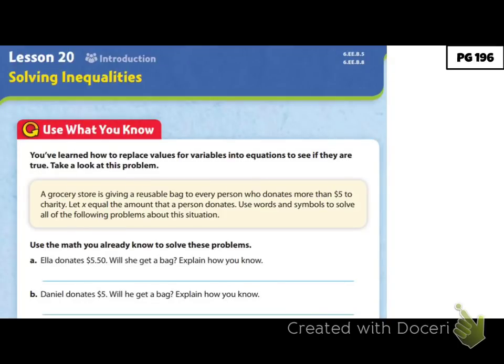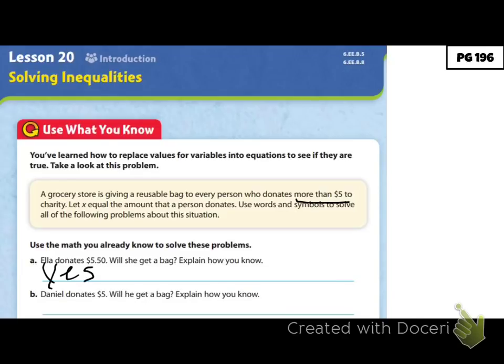So, to start off, it says a grocery store is giving a reusable bag to every person who donates more than $5 to charity. Let X equal the amount that a person donates. Use words and symbols to solve all the following problems about this situation. On the first question, A, it says Ella donates $5.50. Will she get a bag? Explain how you know. Well, did she donate more than $5? If she did, which $5.50 is more, we would say yes, she will get a bag.